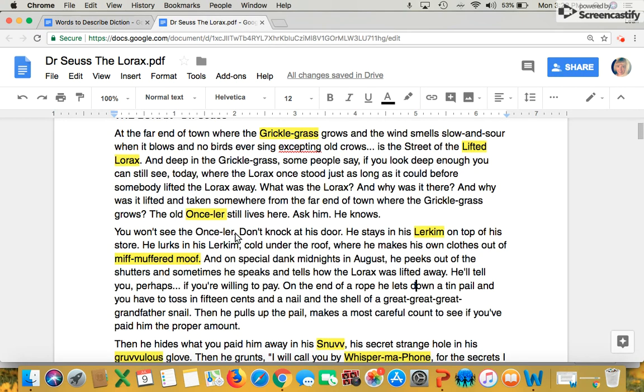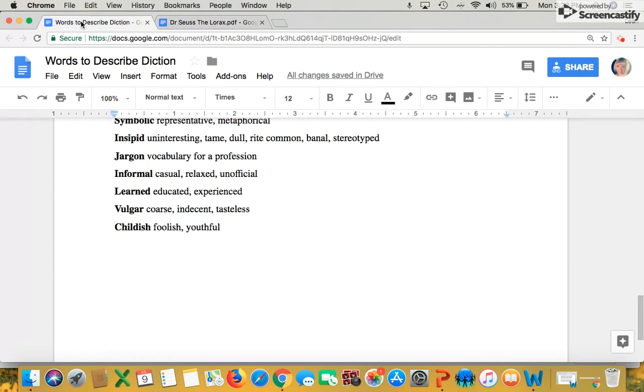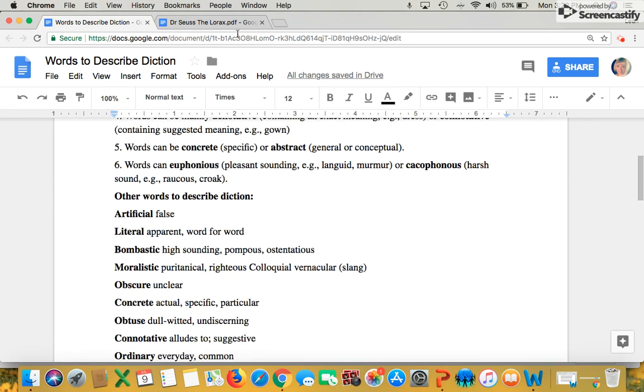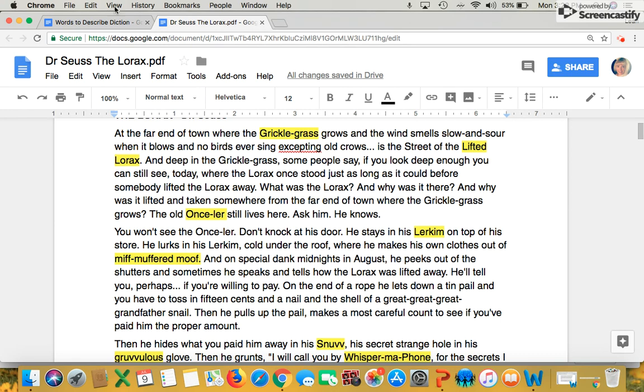They seem to be words that a child would make up if they were just telling a story. He stays in his lurkim, right? I'm not really sure what that is. Is that his house? Is that a special little hut that he has? Makes me think about when you're little and you make up words as you're playing. So the words to describe the diction in The Lorax, you definitely could use obscure or childish, maybe even abstract, since we're not really sure what they mean.